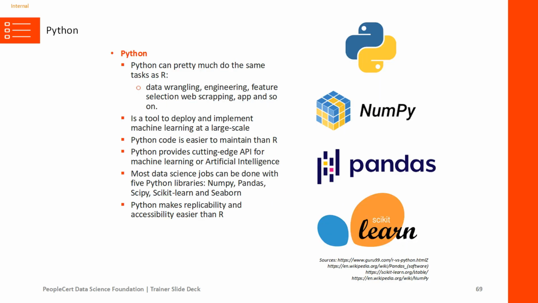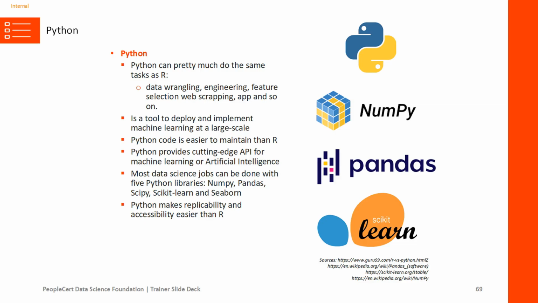So now let's talk about Python. Python is again one of the simplest and most commonly used languages. Python basically does pretty much the same tasks which R can do. It can do data wrangling, it can do engineering, it can help you do feature selection. It also helps you do web scraping and any other thing which is possible.